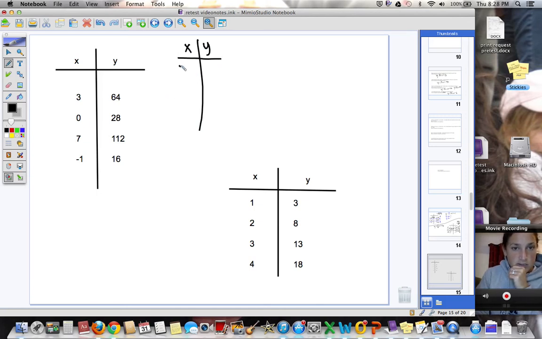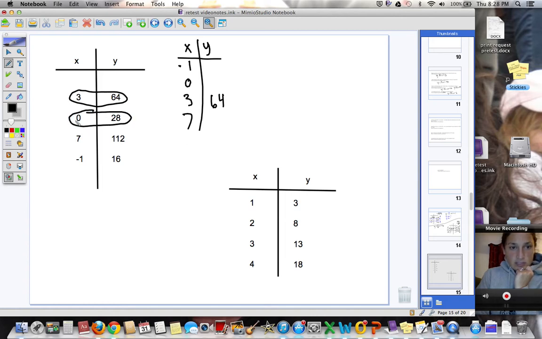Okay, so my smallest number is -1, then 0, then 3, then 7. Except I don't leave this as 64, 28, 1, 12, 16. I have to rearrange these so they stay together. Like this 3 always has to be next to that 64. So there's my 3. It should be next to the 64. They're married. They're a married couple.